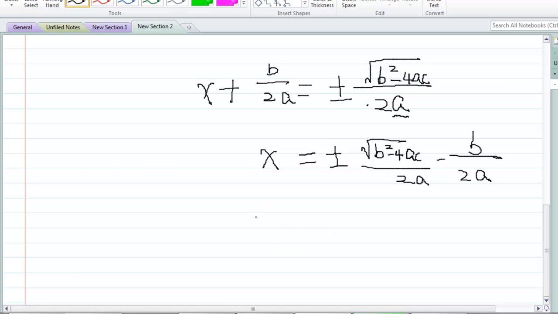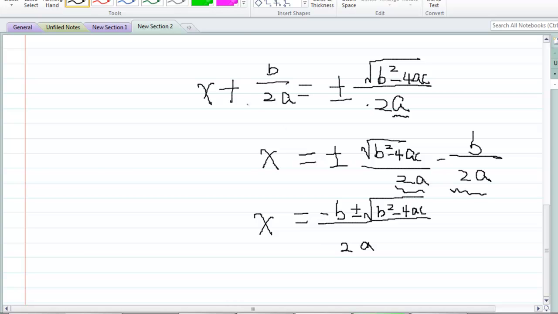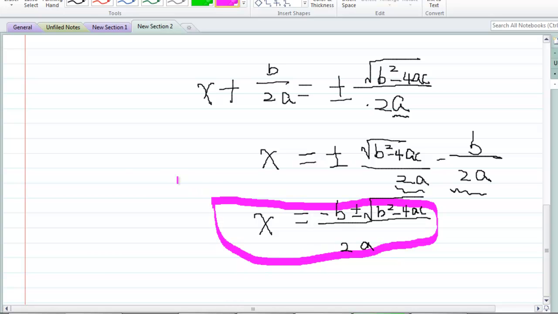If we combine, they have the common denominator, both are 2a, which is nice, so we don't have to do anything extra for this. I have 2a, and I'll put the negative b in front, plus or minus the square root of b squared minus 4ac. So this is our quadratic formula right here. We actually derived it.